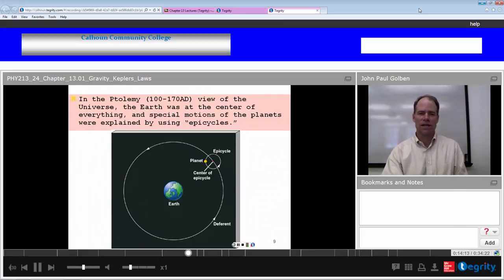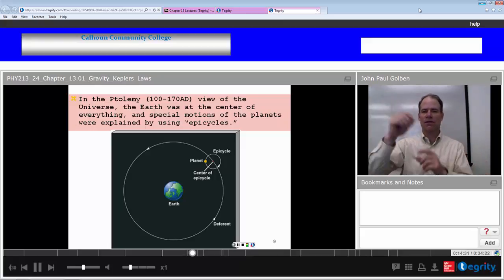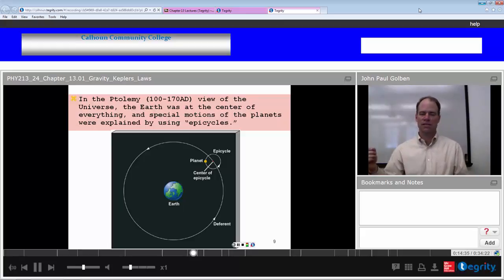Well, here's one explanation. Ptolemy, in 100 to 170 AD, had a view of the universe where the Earth was at the center, a geocentric model, and the planets would go around the Earth over a main path called a deferent. And every once in a while, they would hit another extra circle called an epicycle, which would help explain this backward motion, this loop-the-loop motion that the planets would sometimes go through.